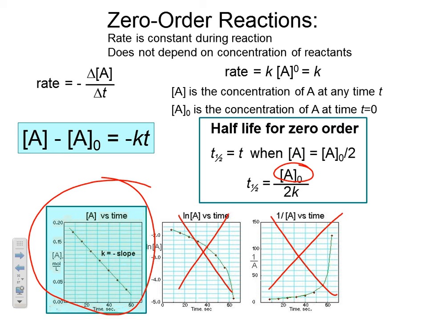And once again, because you can rearrange this into slope-intercept form, the k value will be the absolute value of the slope. Notice the slope is negative. K won't ever be negative. K will always be positive. So you're always, in essence, taking the absolute value of that slope.